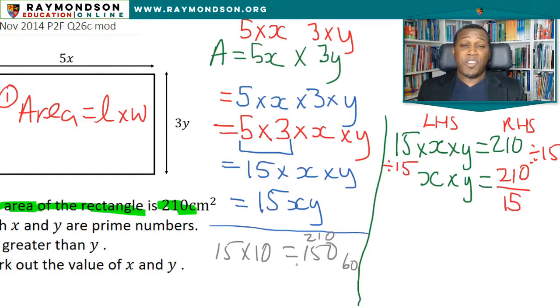And how many 15s do I need for 60? If I double 15, I'll get 30. If I double it again, I'll get 60. So that means that 15 times 4 is going to give me 60. And that's my 210 there. 150 and 60 gives me the 210. So in total, 15 by 14 is what I multiply by.